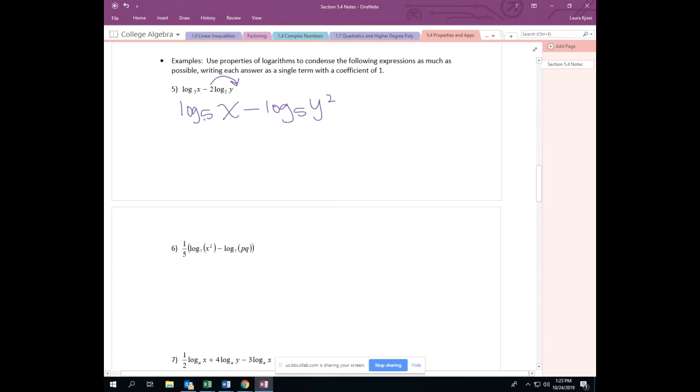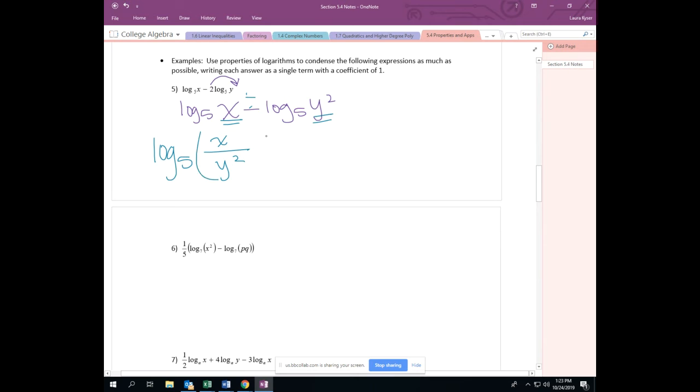Now we have the same exact log here, matching, which is good. Subtraction in the middle, which should indicate that we are going to have a quotient. So that means we're going to have a single log, base 5, and it's going to be the first piece divided by the second piece. So x divided by y squared.